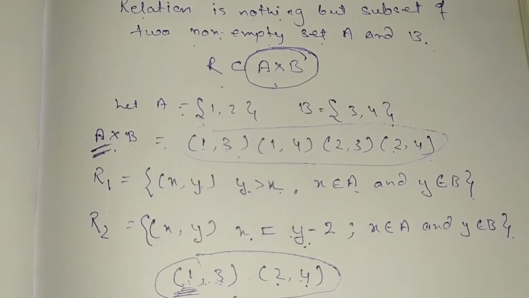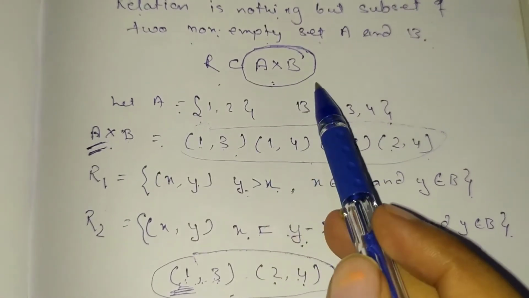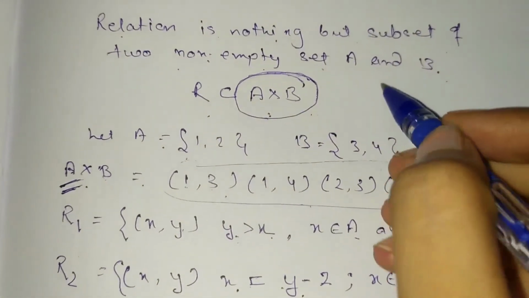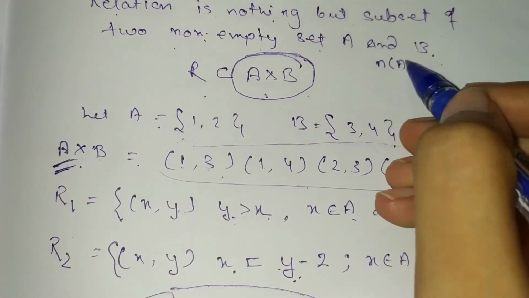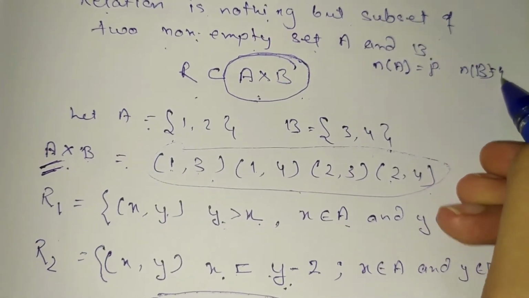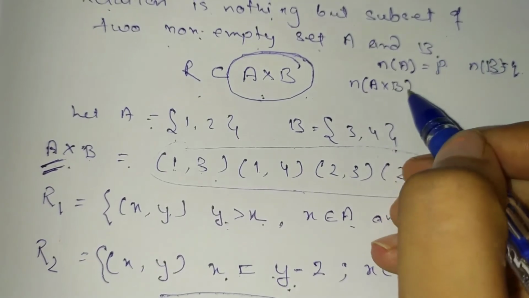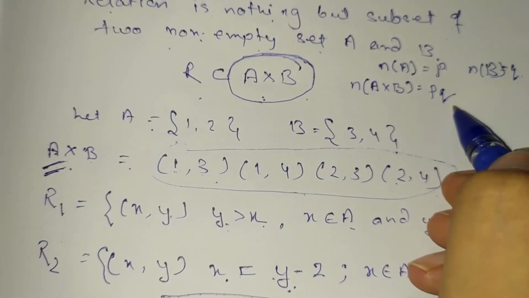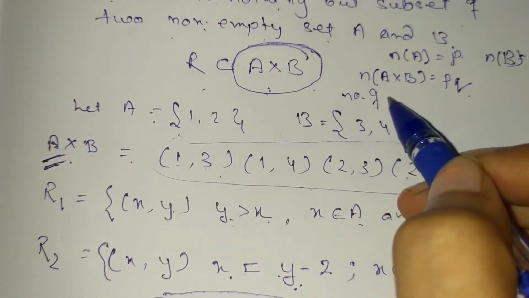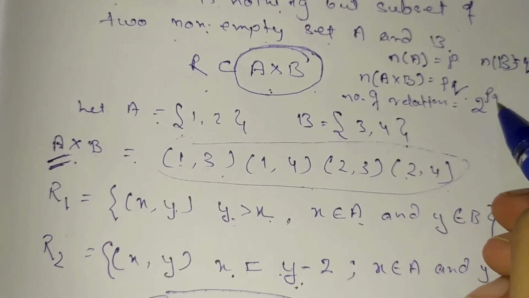Now the question arises: how many relations can be drawn from sets A and B? So if the number of elements in set A is equal to P and the number of elements in set B is equal to Q, then the number of subsets in A into B will be equal to P into Q, and the total number of relations will be equal to 2 to the power P into Q.